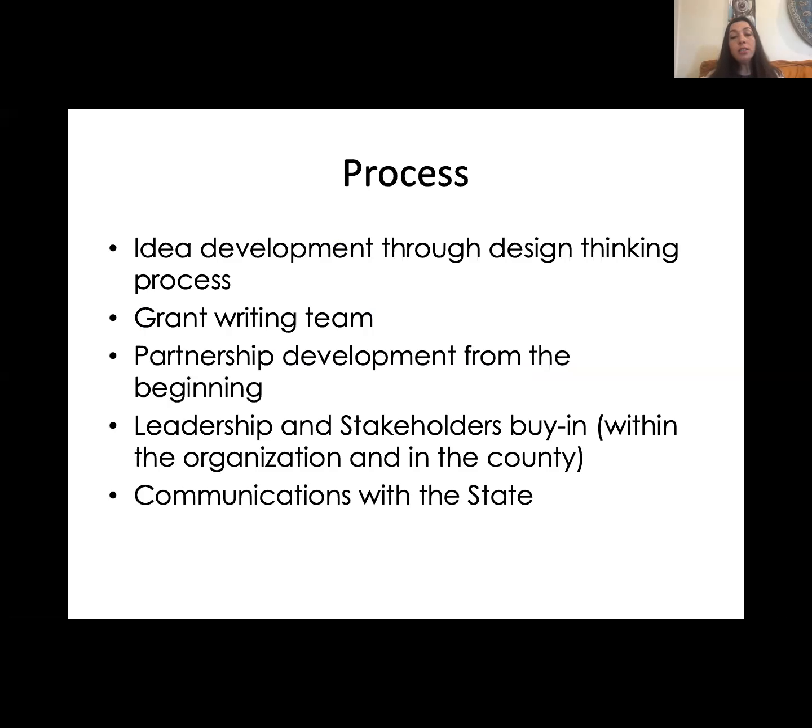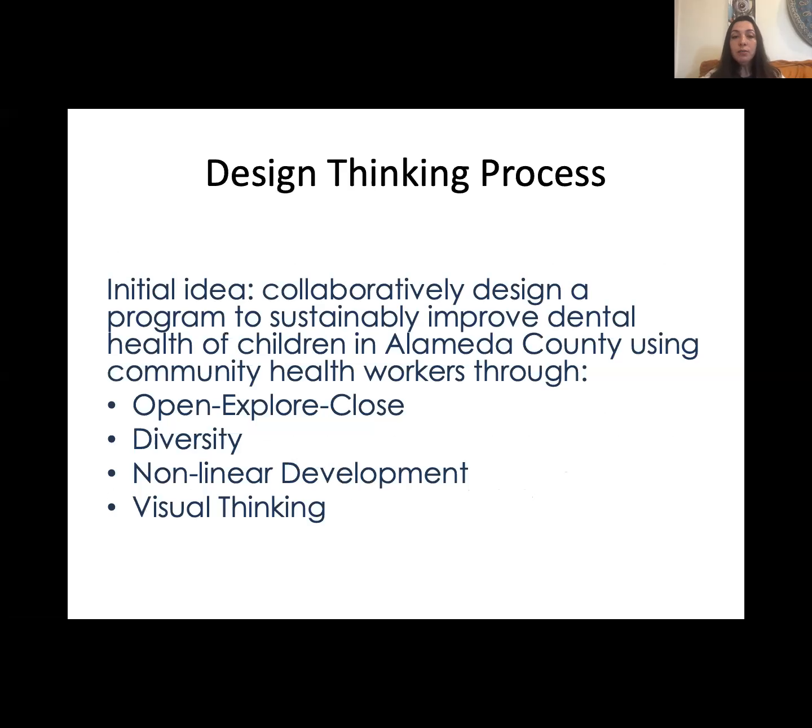And then we had the grant writing team. The whole grant writing took us 6 months, and we had a very active team working on that together. And the partnership development really started from a year before we got the grant. So it started right from the beginning. The same as the leadership and stakeholder buy-in, that started from the beginning. For example, the Board of Supervisors knew from the beginning that this is what we are planning to do. And the communication with the state, the same way, started from the grant writing process and continues to go as well right now. Next slide, please.